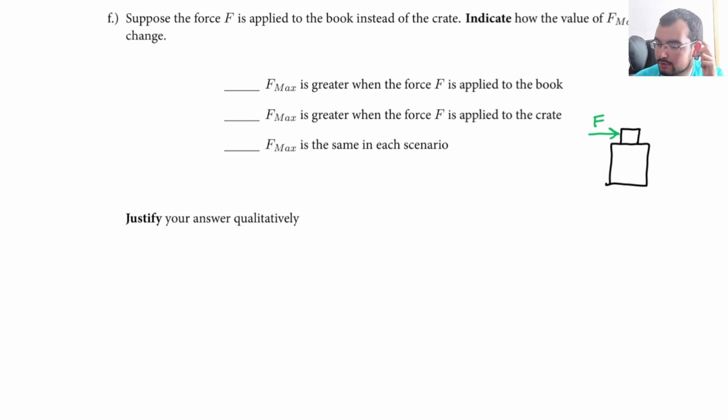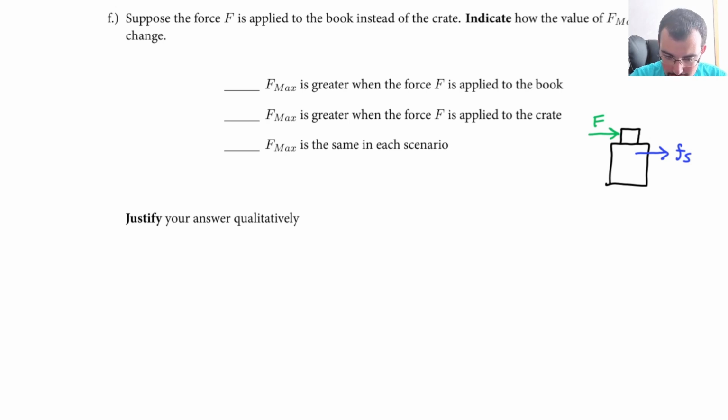So once again, we have to think about why there was a max value of F we could have. There's a max value of F we could have because static friction had to accelerate somebody and it capped out. So here, static friction's accelerating the big crate. So actually, this is not as hard as I thought it was.